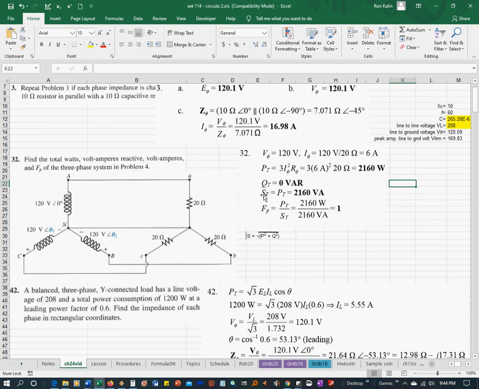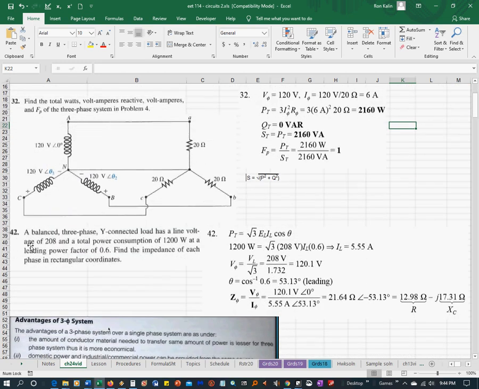And ST is found through this formula here. It's the square root of P squared plus Q squared. In this case, since Q is 0, it's equal to PT. And then FP is PT over ST, which is 2160 divided by 2160 VA equals unity. It's a 1, unity power factor.